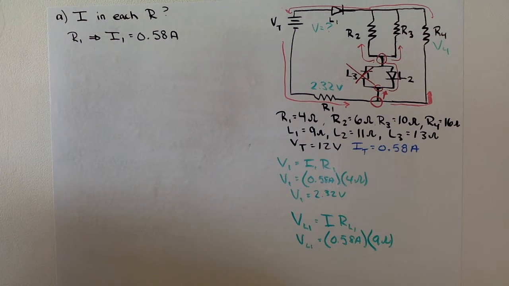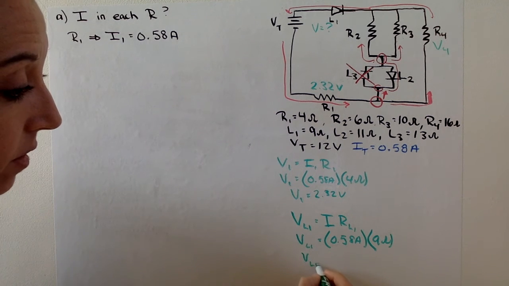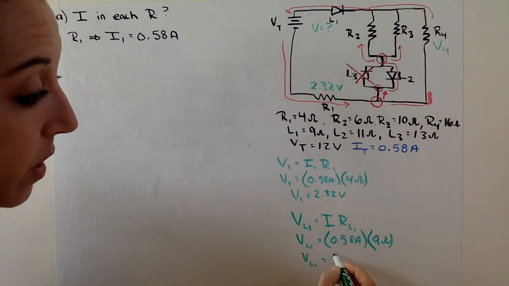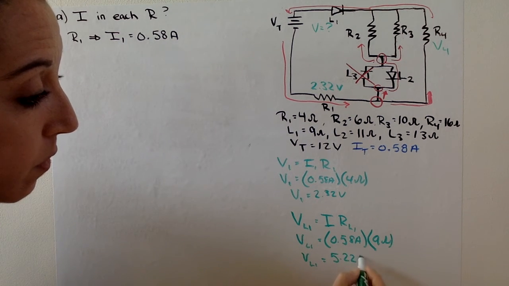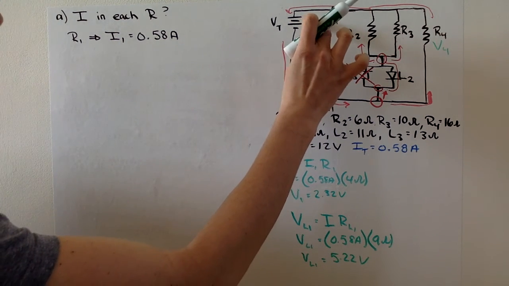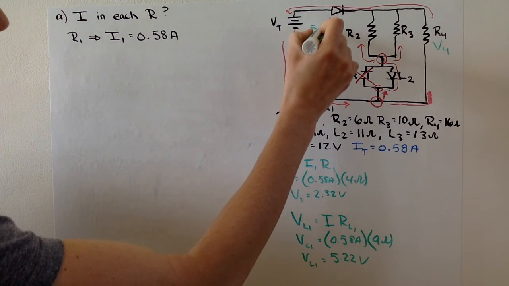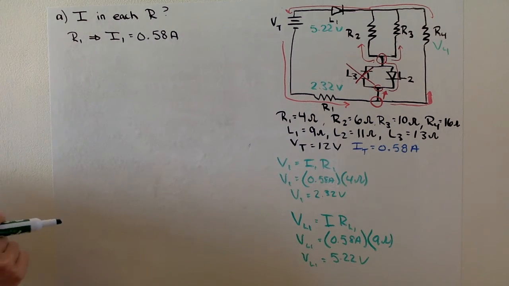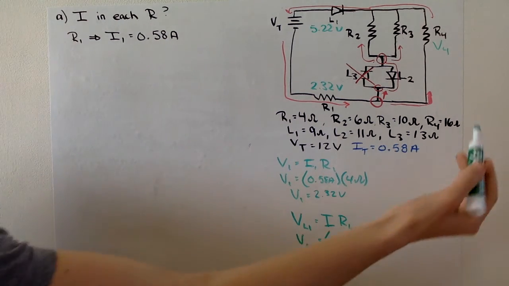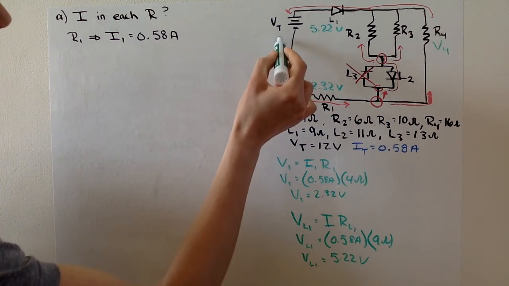So 9 times 0.58 gives me a potential of 5.22 volts. So I'm going to write this up here. So this uses 5.22 volts.